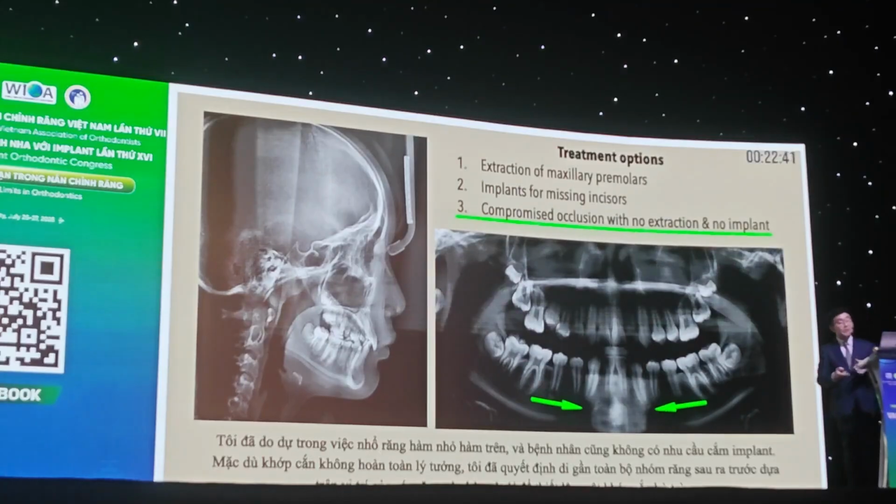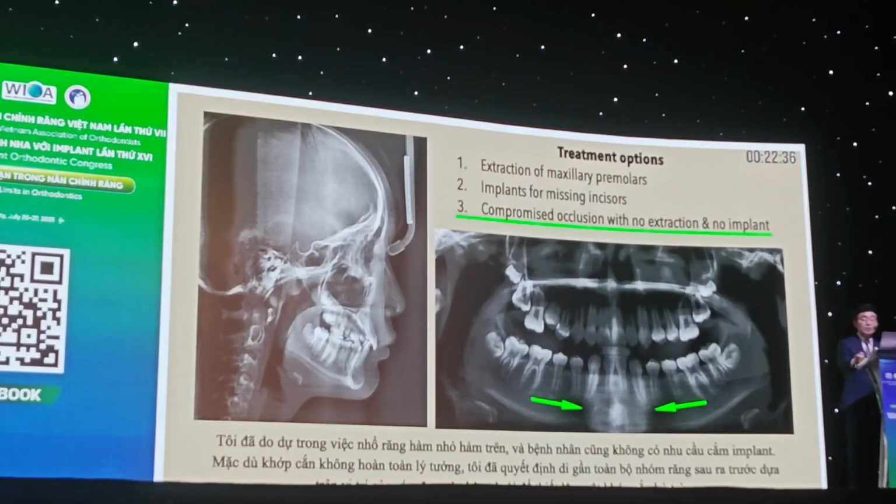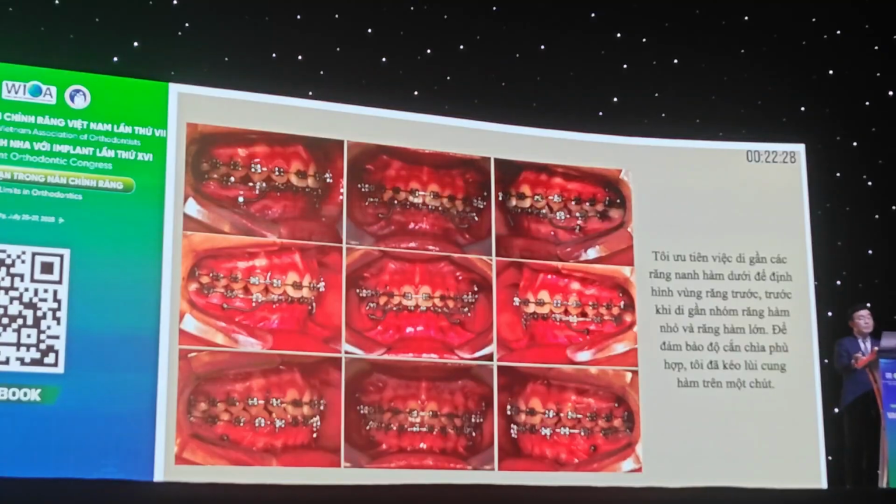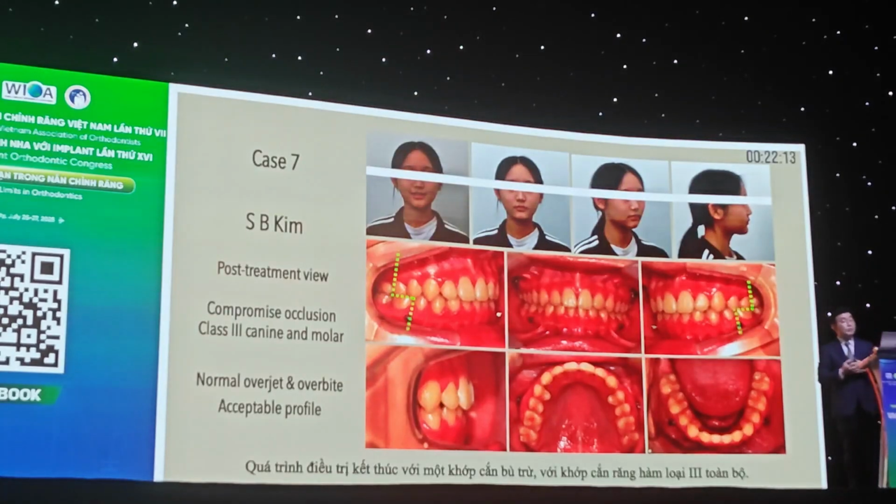While the occlusion is not completely ideal, I decided to advance all the posterior teeth based on the positioning of the mandibular incisors to establish a compromised occlusion. I prioritized the forward movement of the mandibular canine to shape the anterior region before advancing the premolar and molars. To ensure an appropriate overjet, I slightly retracted the maxillary arch. The treatment concluded with a compromised occlusion exhibiting a full step with prominent class 3 molar relationship.